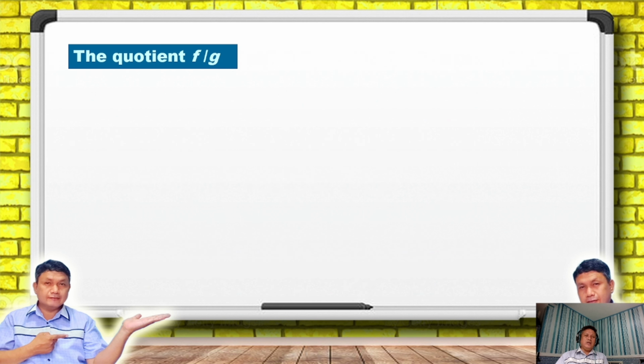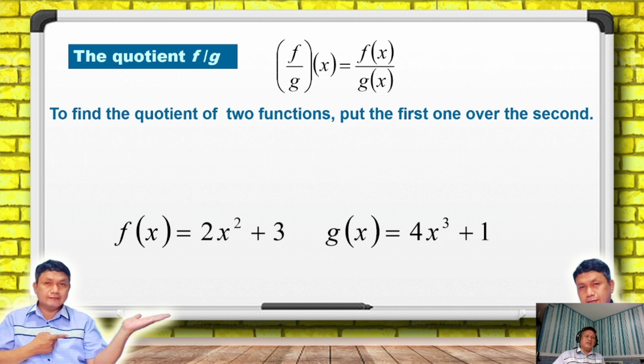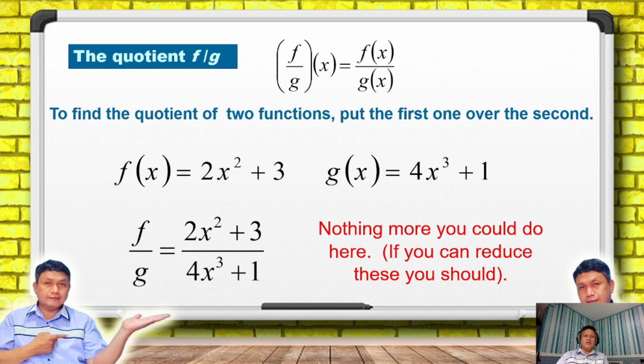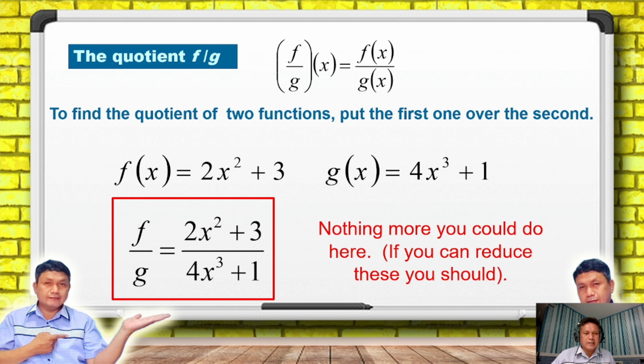Okay, how about in division? Tingnan natin kung ito po ang naging sagot ninyo. Pag division, i-divide natin ang 2x squared plus 3 over 4x cubed plus 1. So sa case na to, nothing more you could do here. So therefore, this is already the answer for number 4. Okay, so sana po ay may tumama at kung perfect kayo, congratulations.